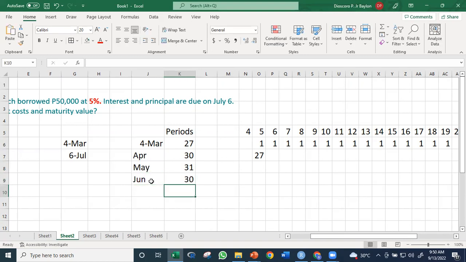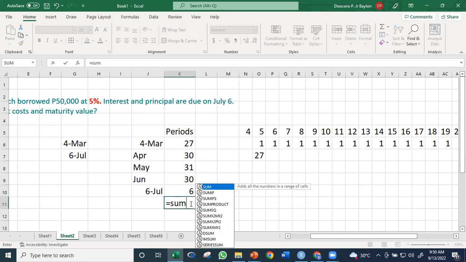And then for July, July is up to July 6. How many periods will there be from July 1 to July 6? 1 to 2, 2 to 3, 3 to 4, 4 to 5. Okay, how many? That will be 6 periods, right?